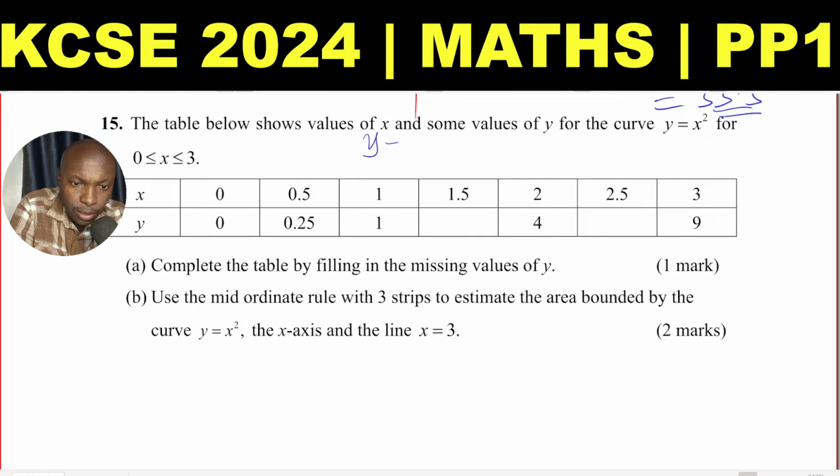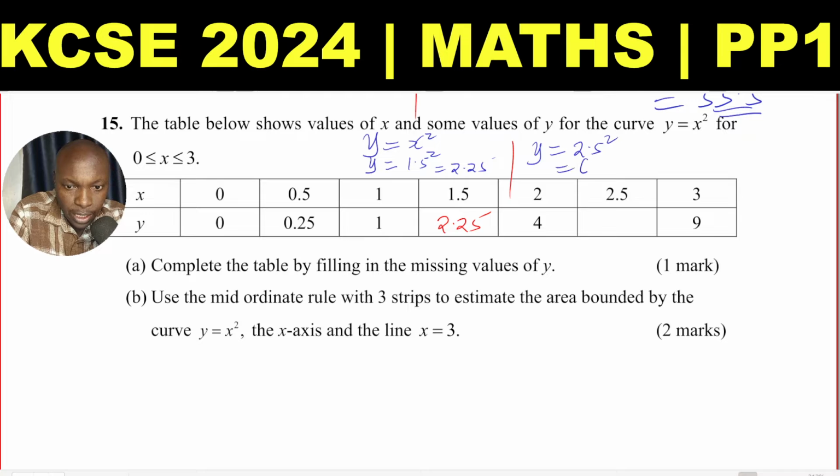y is equal to x squared. So when x is 1.5, you just substitute x with 1.5. That will be 1.5 squared, and this will give 2.25. Then again, when x is 2.5, remember y is equal to x squared, so that will be 2.5 squared, and this one will be 6.25. So that is simply what you need to do.